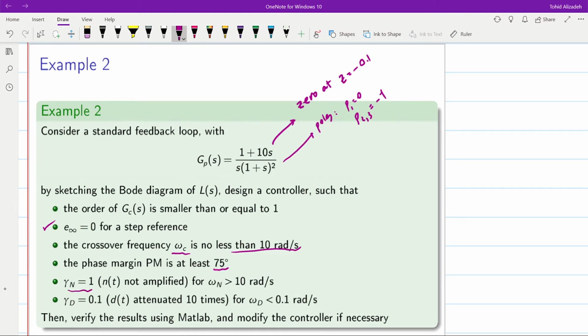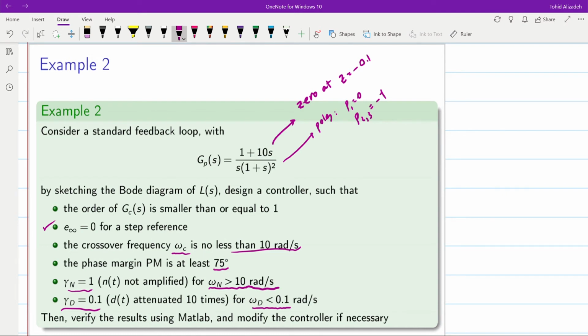Gamma n is equal to 1 for the noise signal such that the noise is not amplified, and it will not even be attenuated in this case, for omega n bigger than 10 radian per second. And gamma d is equal to 0.1. We have this for the attenuation of the disturbance, for omega d smaller than 0.1 radian per second. And then we will verify the result using MATLAB to see whether all the requirements are satisfied or not.